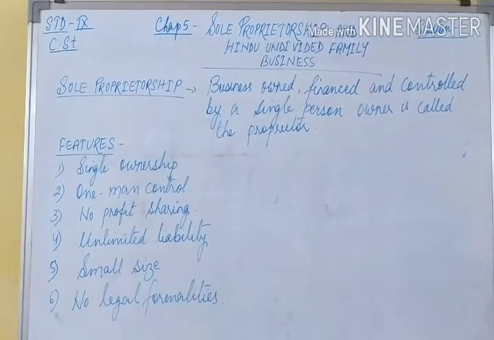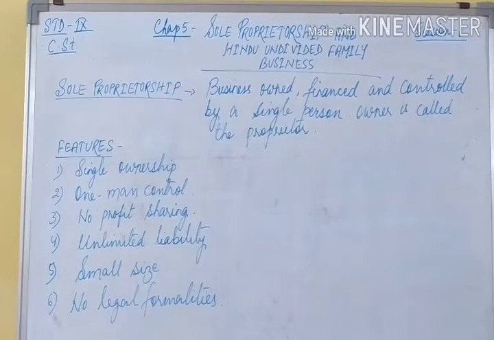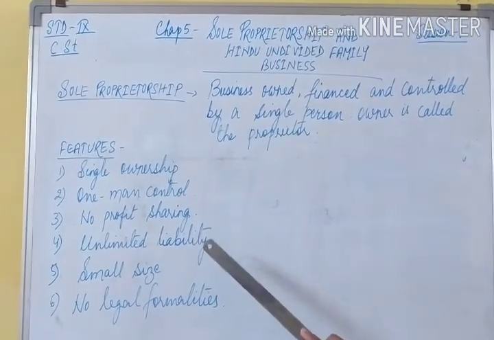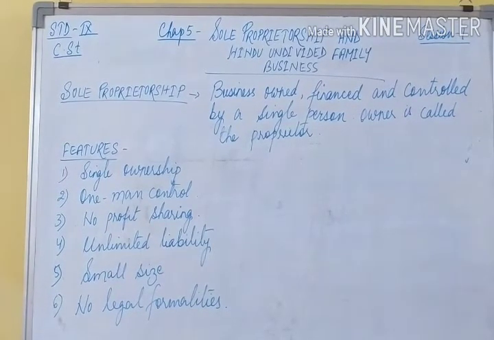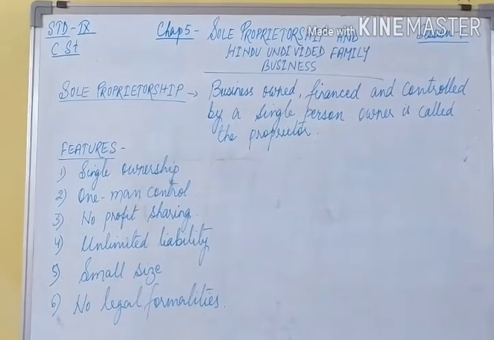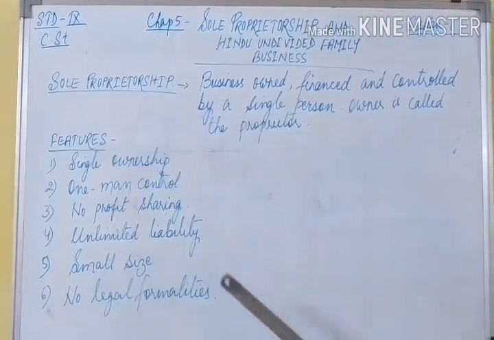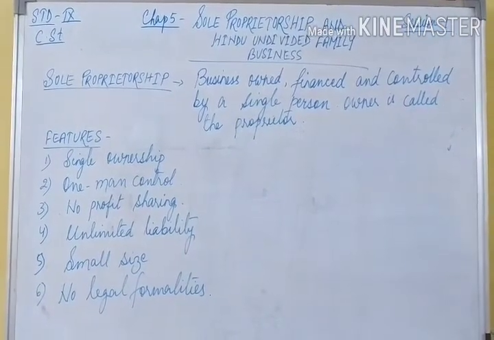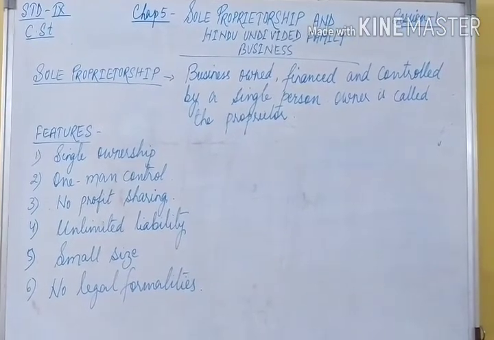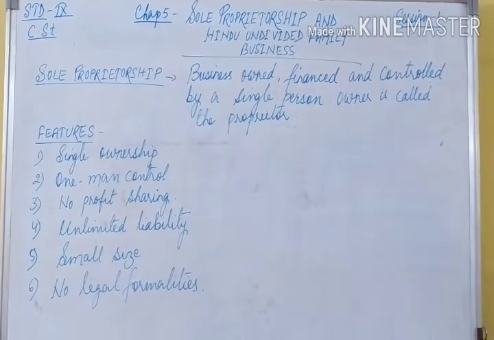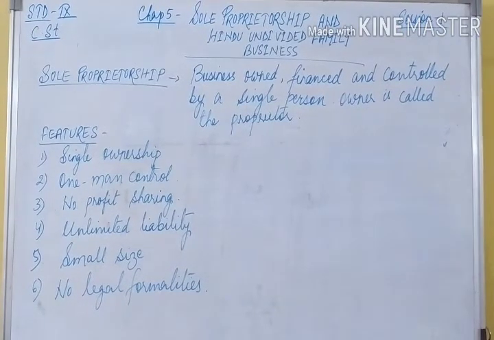Next is no profit sharing. The sole proprietor is alone entitled to all the profits and losses. He bears the complete risk and there is nobody to share his profit and loss. Next is unlimited liability. The proprietor is personally liable for all the debts of business. In case the assets are insufficient to meet the debts, the personal property of the proprietor can be attached.